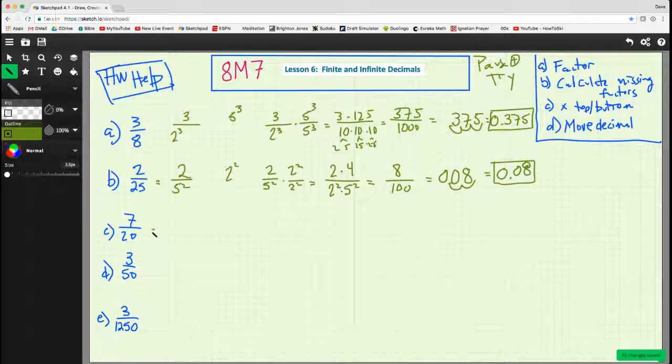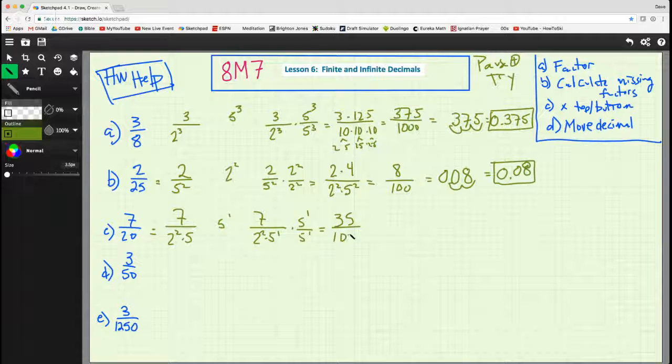7 over 20 is equal to 7 over 2 squared times 5. Our missing number is 5 over 1. So 7 over 2 squared times 5 to the first times 5 to the first over 5 to the first equals 35 over 100. Did the shortcut there. And so that's equal to 0.35. We're going to move the decimal twice on our 35.